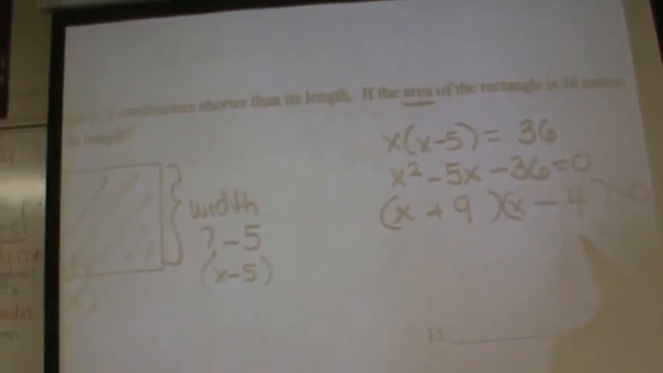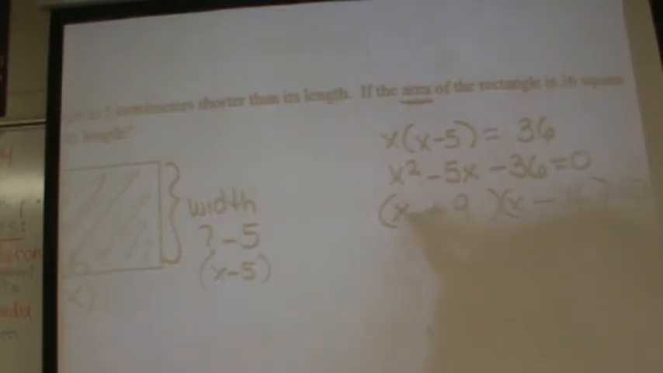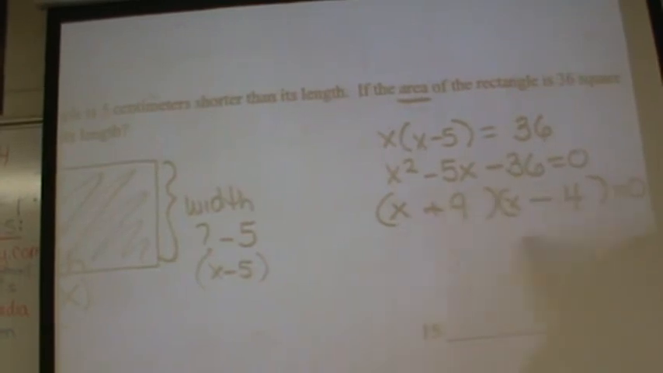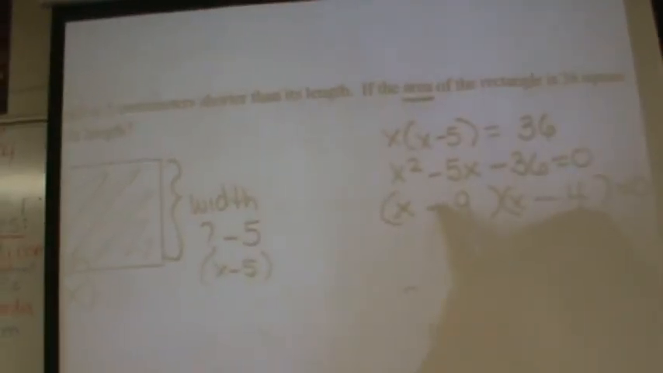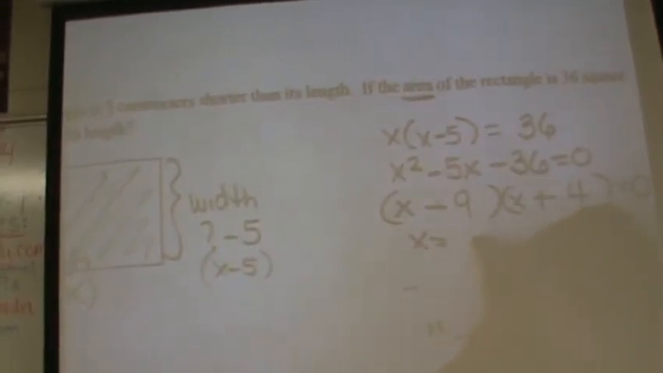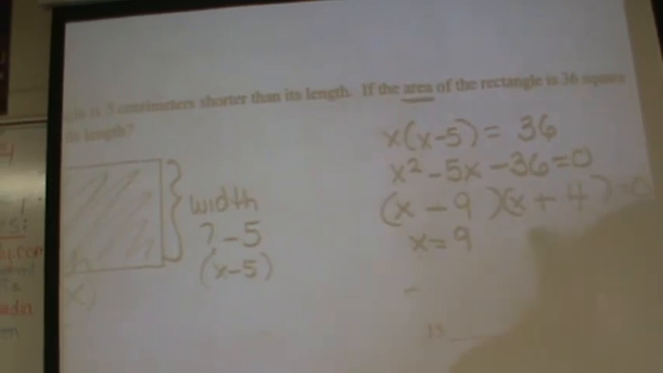Does this work? We get a negative 4 and 9, that gives me a positive 5. So what's wrong with this? I need a negative 5. The 9 should be a negative 9, and the 4 a positive 4. That works. So what are my solutions? X equals 9 and x equals negative 4.